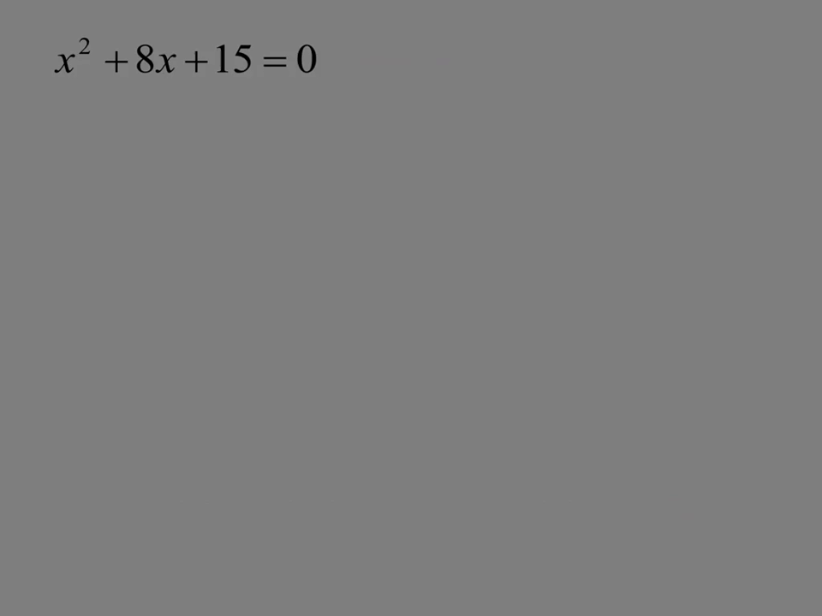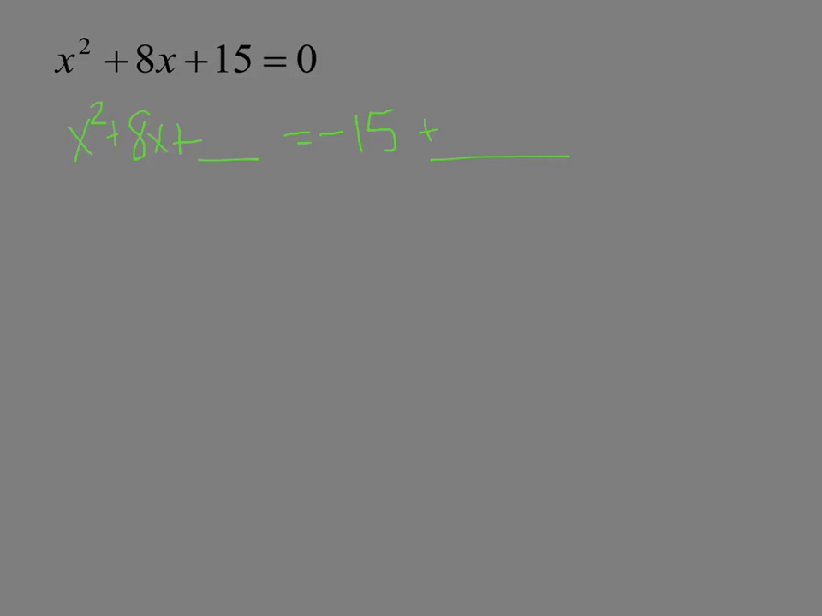Alright, so let's take a look at our first example. The first step says isolate my x's, or get all my x's on one side. So that means I'm going to take this 15 and move it to the other side. So I'm going to have x squared plus 8x, and I move the 15 over to the other side. And I'm going to leave room to add something on both sides.